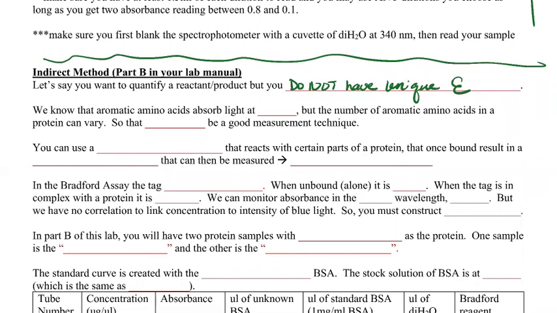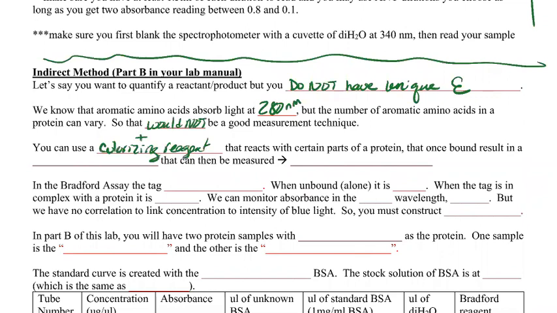Well, we know that aromatic amino acids will absorb light at a particular wavelength, right? That's at 280 nanometers. And that would be okay, but the number of aromatic acids in a protein can vary. So unless you know how many you have, then you don't get an accurate conversion. So that would not be a great measurement technique, right? You can make it work, but what we typically use instead is a colorizing reagent.